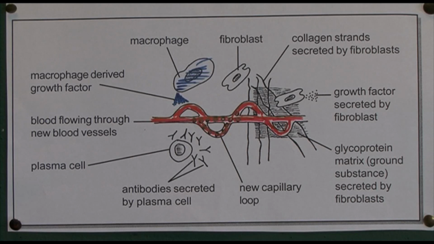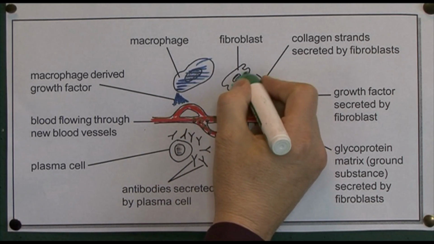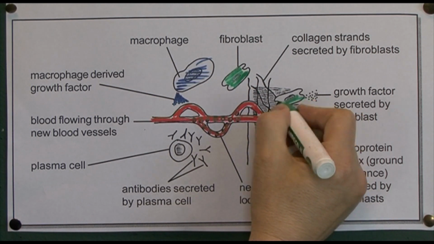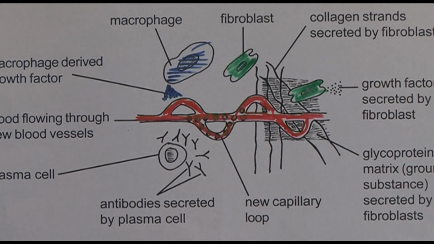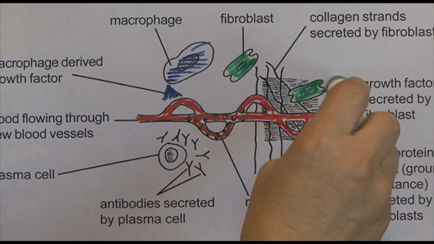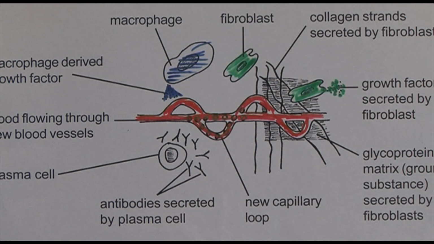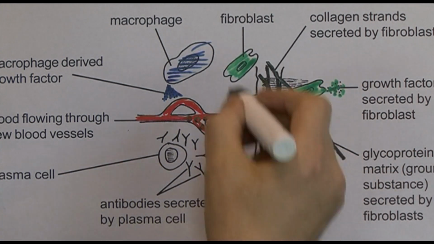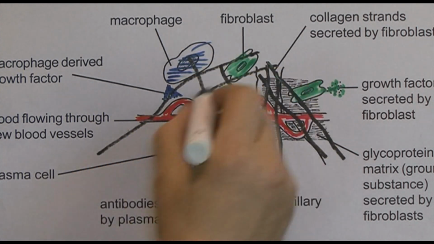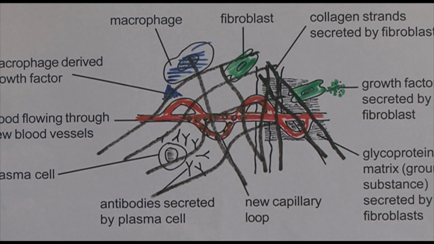Here we see fibroblasts in the wound, attracted by the cytokine-based growth factors from the macrophages. And indeed we see here that growth factors are also being secreted by the fibroblasts, aiding the coordination of the wound healing process. And we see here that there are collagen strands. These are the collagen strands which have been produced by the fibroblasts. These of course will be all over the wound.